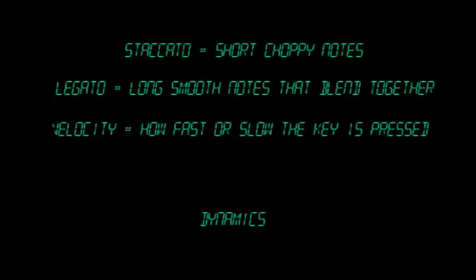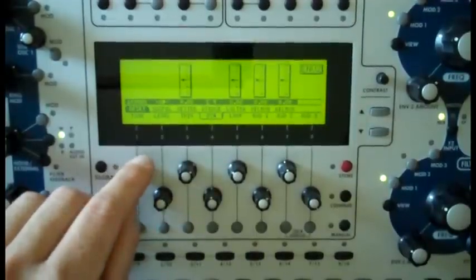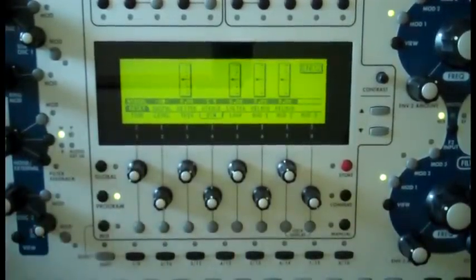The dynamics page has parameters that control the envelope behaviors during performance. These parameters have everything to do with how you are playing. Sometimes you will play short notes. That's called staccato. Playing long notes that bleed together is called legato. Playing notes hard or soft is known as key velocity and has to do with how fast the key is struck. The reset parameter determines what the envelope will do when new notes are played.